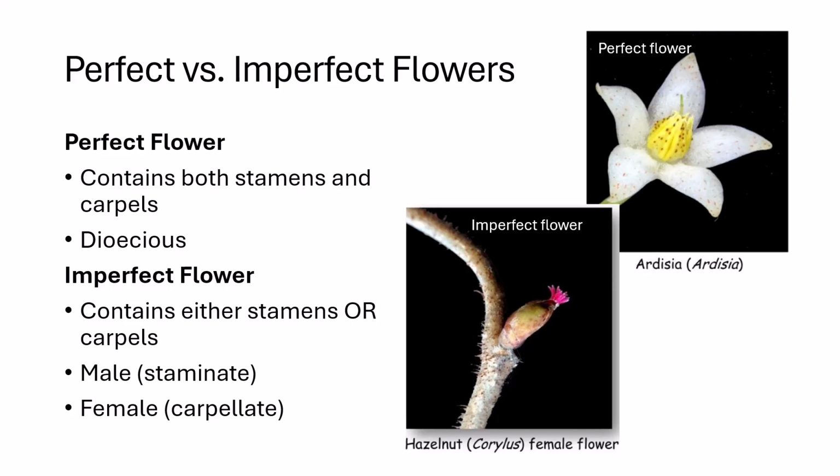So remember, complete versus incomplete equals structural whorls. Perfect versus imperfect equals reproductive sex. Two separate systems. When you're dissecting flowers in this lab, I want you to mentally separate those questions.